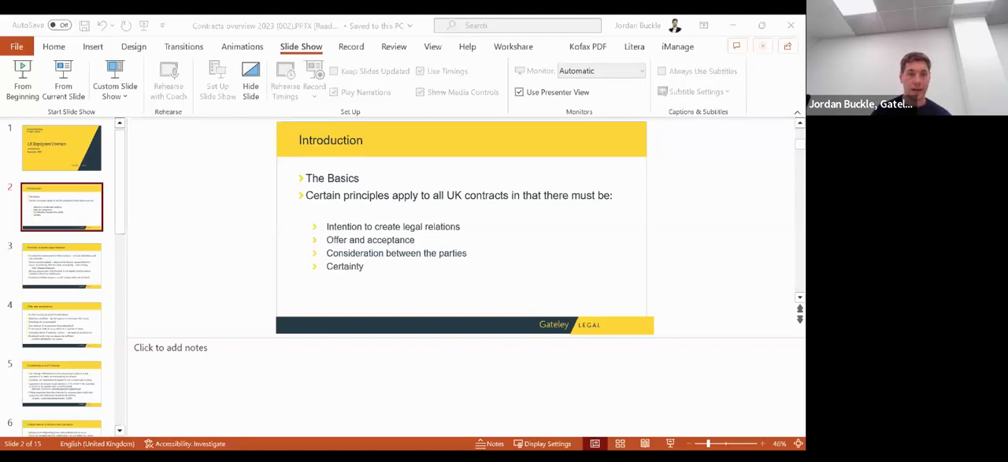So talking about the formalities then, there actually aren't any. So there are no particular formalities that have to be observed when entering into an employment contract. The contract might be express or implied, oral or in writing. There's no legal requirement for an employee to have a written contract of employment.